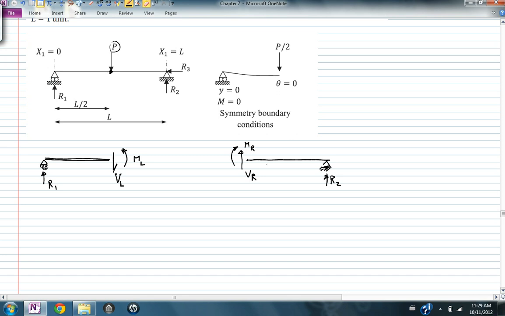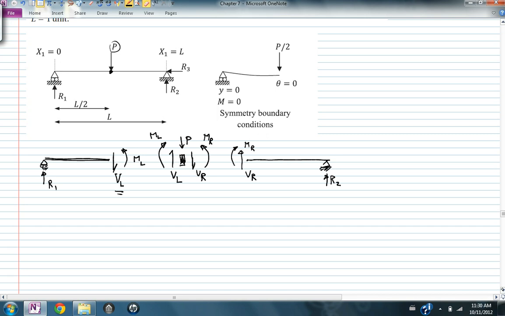And because I isolated the left part and the right part, I have to include this concentrated force. So I'm going to include this concentrated force by looking at it this way. This is P. Because of equilibrium, this is VR. This will be equal to VR. And if this is VL, then this will be equal to VL. And if this is ML, this will be equal to ML. And this will be equal to MR.